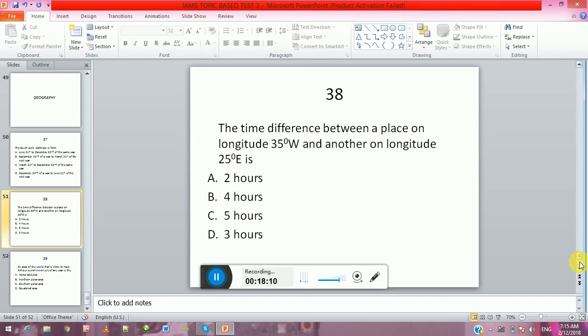The time difference between a place on longitude 35 degrees west and another on longitude 25 degrees east is A. 2 hours, B. 4 hours, C. 5 hours, D. 3 hours.